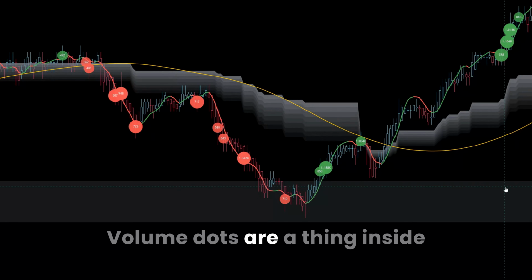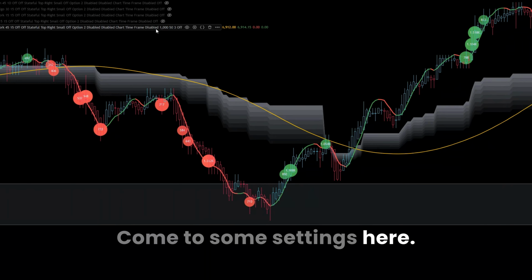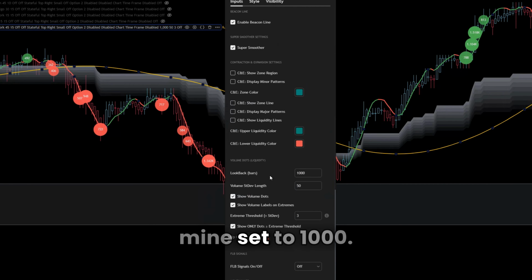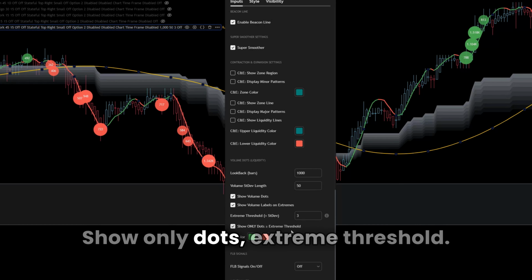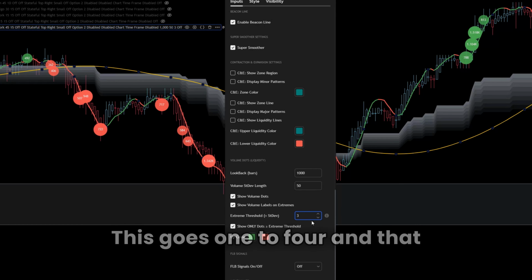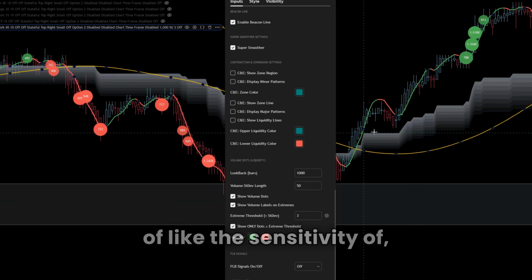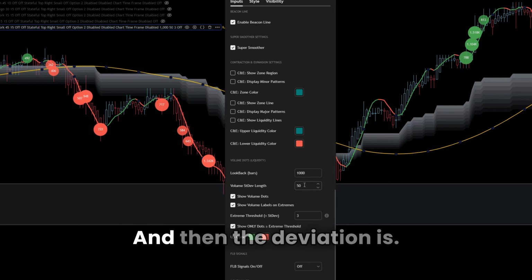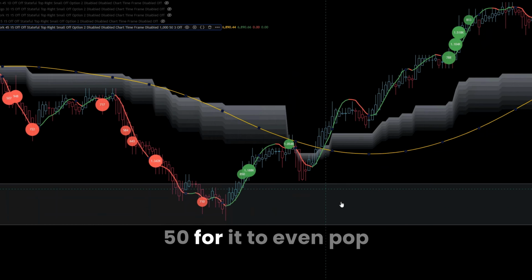Volume dots are a thing inside of the First Light Beacon. We come to some settings here, and this is what I have mine set to: 1000 for how many bars back it goes, 50, and then 3 for my extreme, show only dots extreme threshold. This goes 1 to 4, and it's kind of like the sensitivity of what the extreme needs to be. And then the deviation is what's the volume deviation of the last 50 for it to even pop up with something.